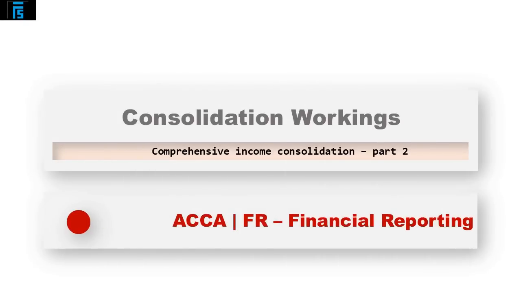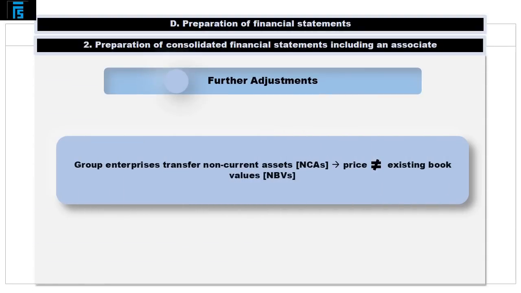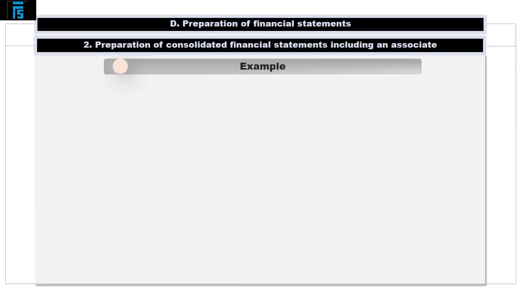In the sixth and final video of the course section devoted to consolidation workings, we continue our exploration of the adjustments and workings required when preparing the consolidated income statement and, more broadly, the consolidated statement of comprehensive income. In addition to the already discussed adjustments required in respect of the transfer of goods, further profit and loss adjustments may be required when group enterprises carry out transfers of non-current assets at prices which deviate from their existing book values. Consider the following brief example.